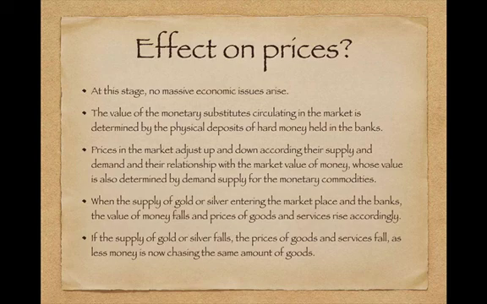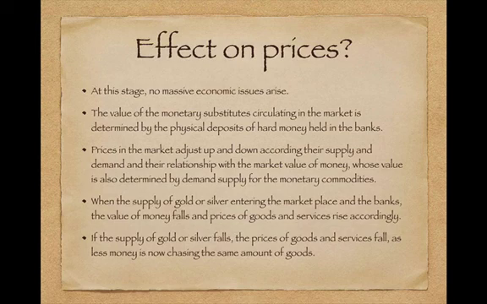Simple. Now, prices in the market adjust up and down according to supply and demand and their relationship with the market value of money. The market value of money, whose value is also determined by the demand and supply for monetary commodities, right? So we have a demand for money, we have a supply of money, and it's these which set the value of money in the marketplace, like anything, set by demand and supply. But it's also the demand and supply of money with respect to the demand and supply of goods and services. So let's have a quick review of this. I'll be doing modules on this later on, but anyway, showing you the traditional diagrams we use in microeconomics.